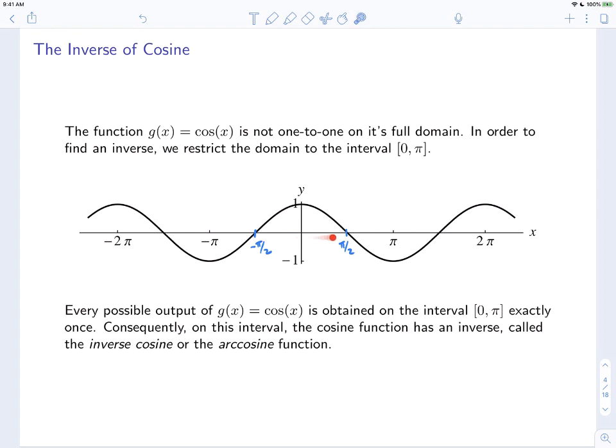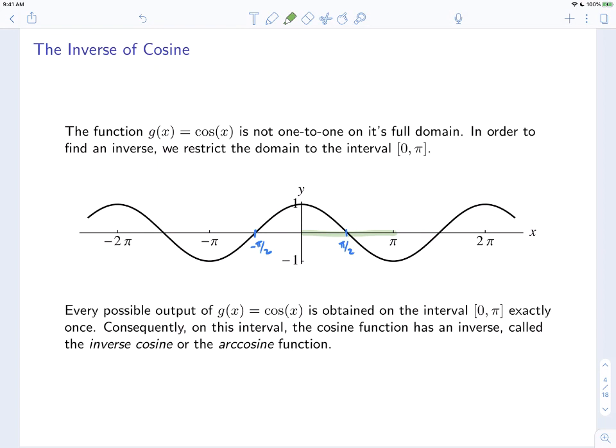But notice on this interval, from minus pi over 2 to positive pi over 2, cosine is still not one-to-one. It does not pass the horizontal line test. That means it's not one-to-one there. So we can't pick the same interval for cosine that we did for sine. We have to pick another interval. We can pick any interval where the function is one-to-one. The one that we traditionally pick is the interval from 0 to pi. So that's this interval right here from 0 to pi.